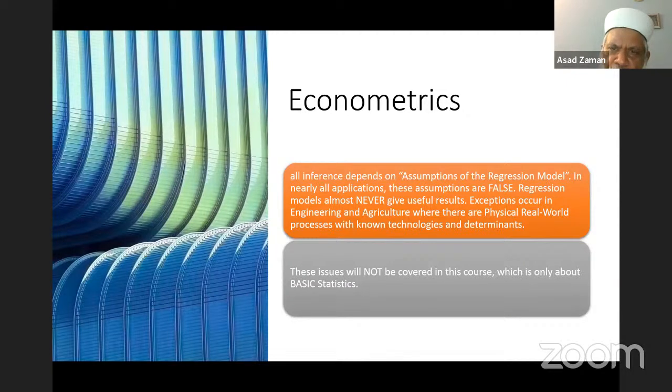Same thing goes for econometrics. All inference depends on assumptions of the regression model, which are covered. But in nearly all applications that we do, these assumptions are false. So regression models almost never give useful results. Now, there are a few exceptions in engineering and agriculture, where there are physical real-world processes with known technologies and determinants. But in economics, this almost never happens. We will not be studying econometrics in this course, but this is just to let you know that these things apply.